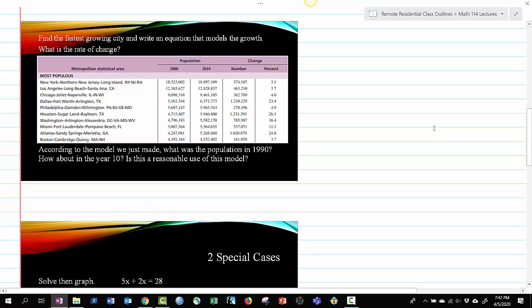Find the fastest growing city and write an equation that models the growth. What is the rate of change? Well, if you look at the numbers here, the biggest percent is right here, 26.1. This is Houston, Sugar Land, Baytown. I take that to mean essentially Metro Houston. So this percent of change, this is year 2000 and year 2010.